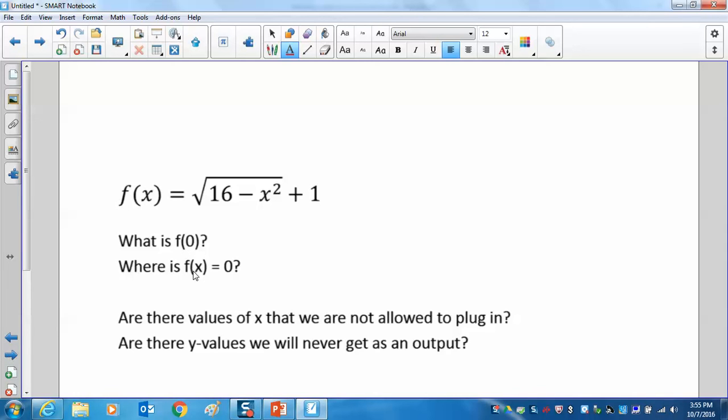Is there any spot on the graph where our y value is 0? That's the question: where is f of x equal to 0? And we should also consider, are there values of x that we're not allowed to plug into our function? And are there y values we will never be able to get as an output? No matter what value we plug in for x, will we never get certain y values?